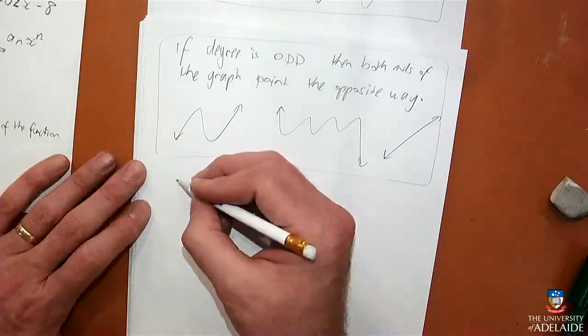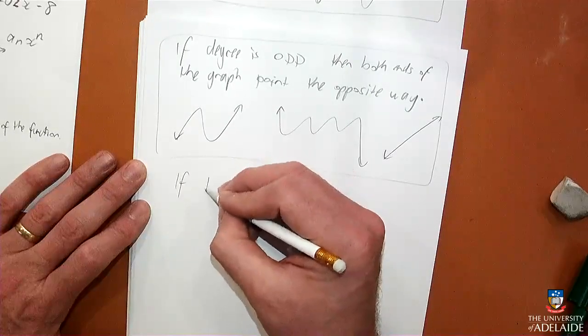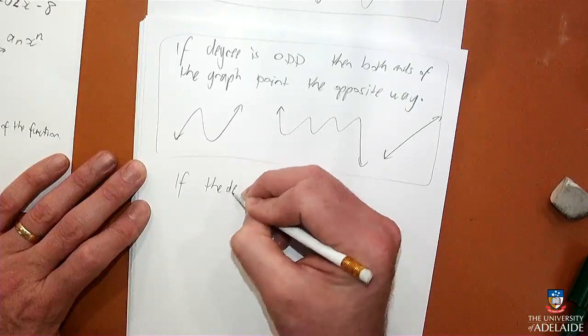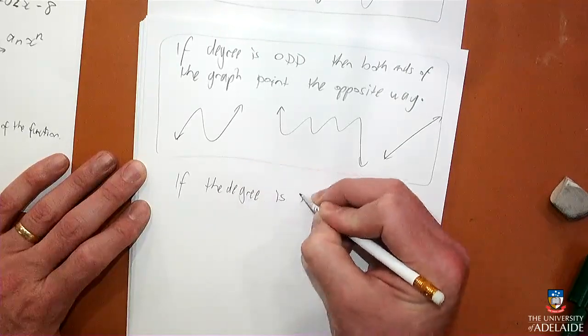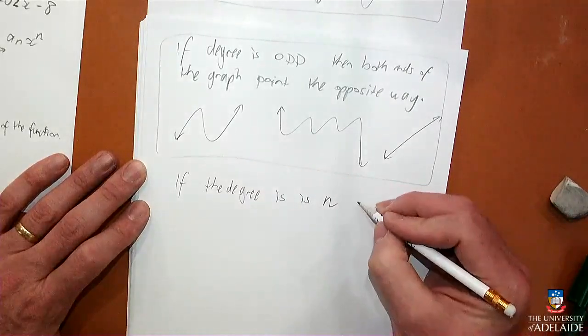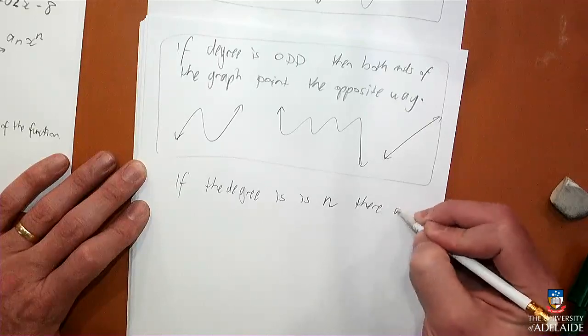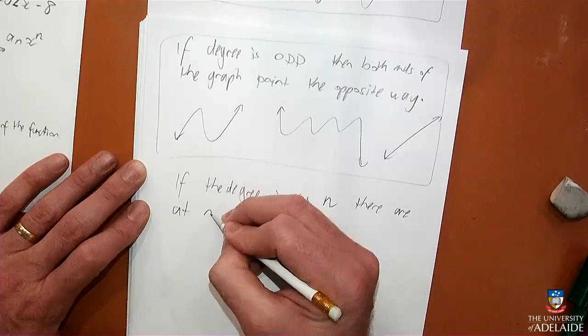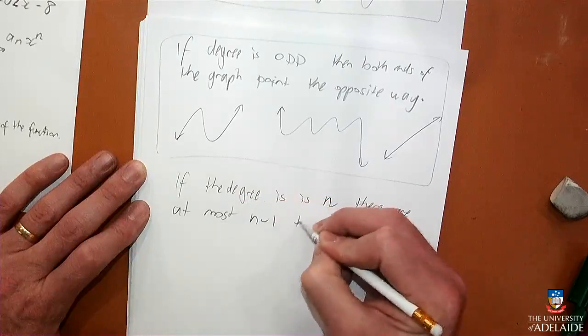And so if the degree is n, there are at most n minus 1 turning points.